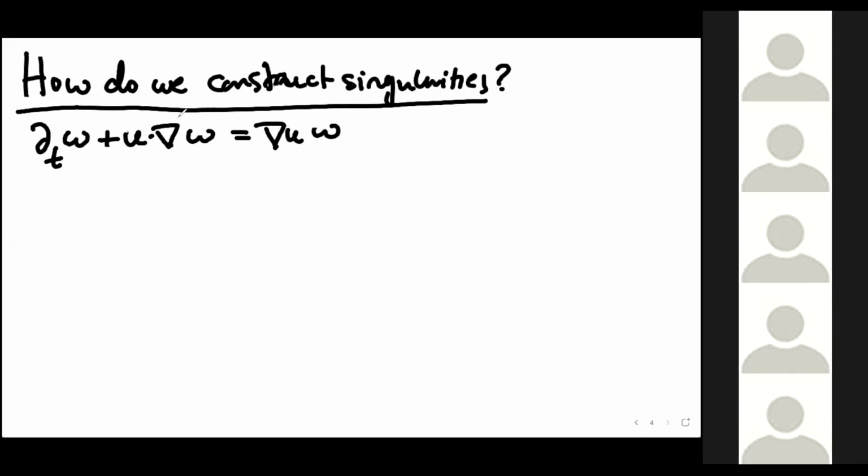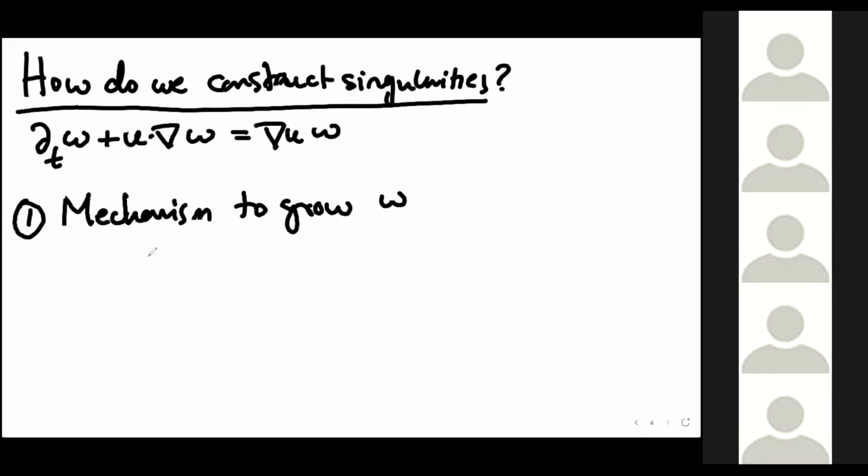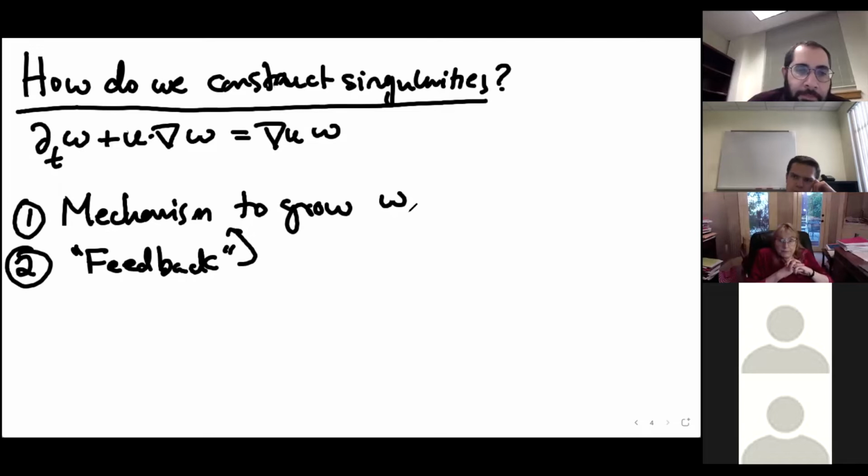So first we need a mechanism to grow vorticity. And second, we need some feedback. Once the vorticity grows, it should strengthen the mechanism. And that's essentially how you can have vorticity growth.